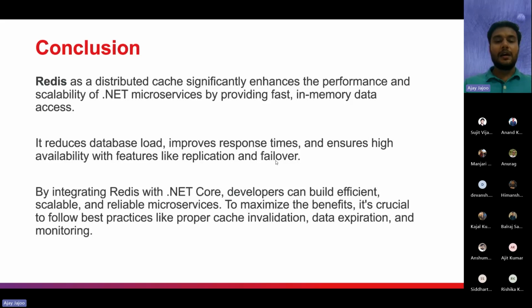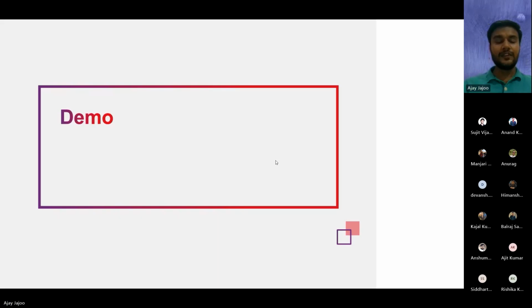Best practices are crucial: cache invalidation and expiration. We need to make sure that if the data is invalid, we make it expire as well. It's not that the data stays in the cache memory for one year or two years while the data is already updated in the database. Based on the business use, we need to set the expiry time of the cache as well, and monitor it accordingly. So yeah, this is about distributed caching.